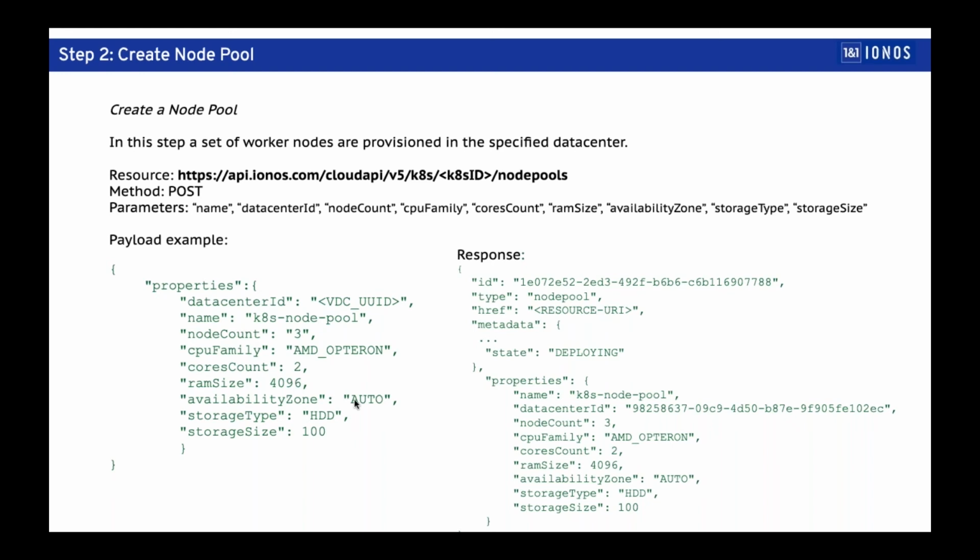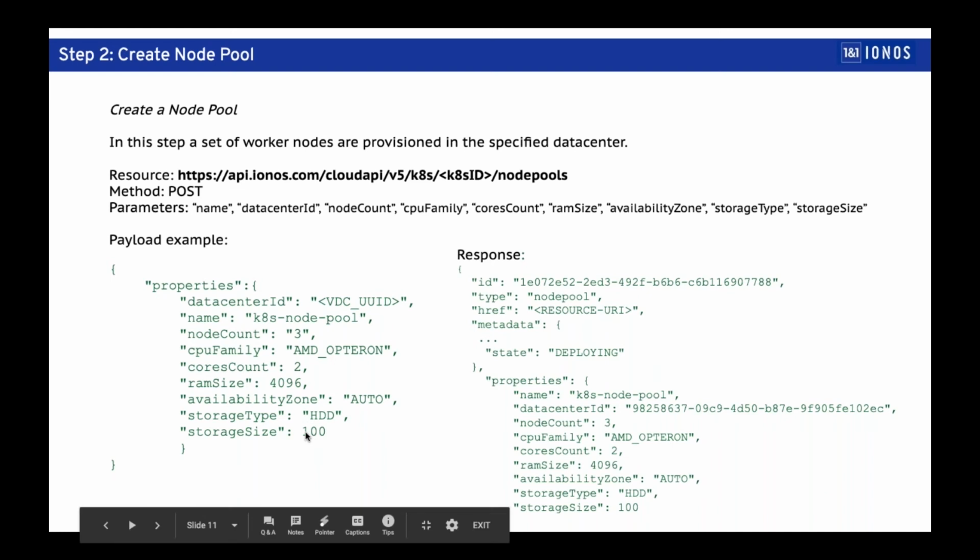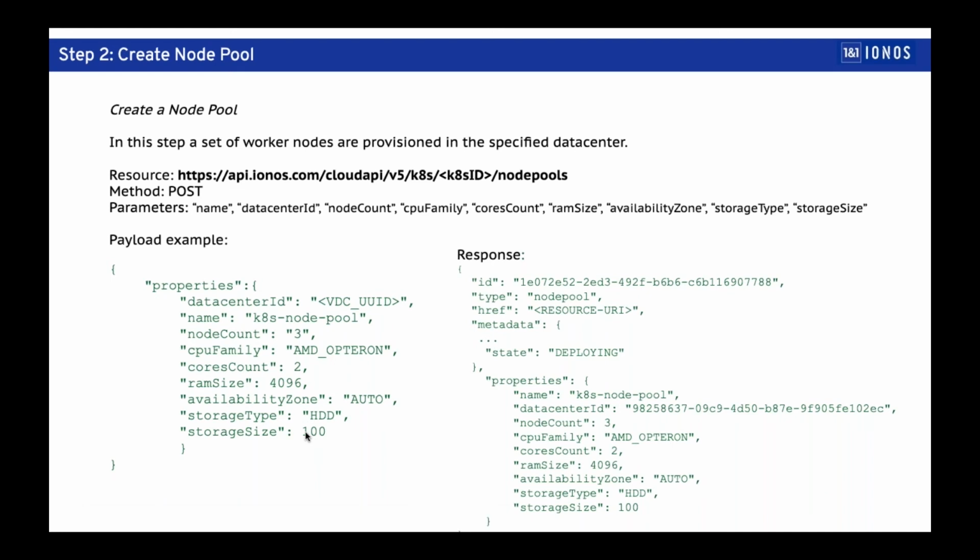You can also leave it on auto, which basically leaves it up to the provisioning system to select the zone for you. Then the storage type, either HDD or SSD, and the storage size applies here. The minimum storage size is 10 gigabytes. That is what we reserve for the operating system and for any log files or any other files that are generated on the root partition.